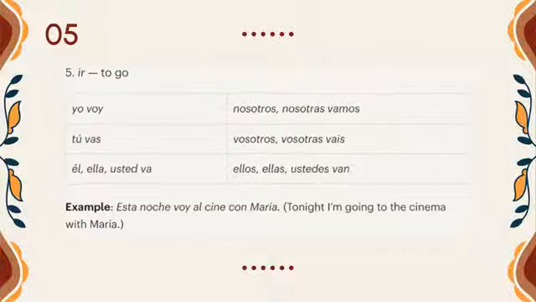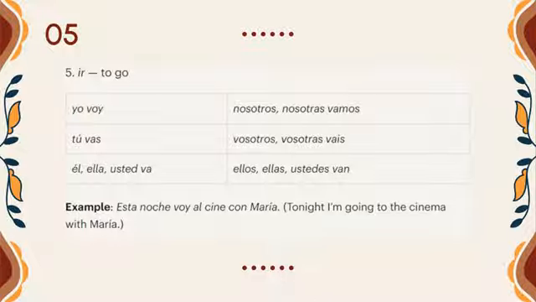Ir is to go. Once again, irregular. Really, I don't think there's much to say about ir. Just memorize the conjugations. They tend to be a bit more confusing, a bit more difficult because it's only a 2-letter word, right? It's literally the ending of some verbs. So, the example they use is "Esta noche voy al cine con Maria." Tonight I'm going to the cinema with Maria.